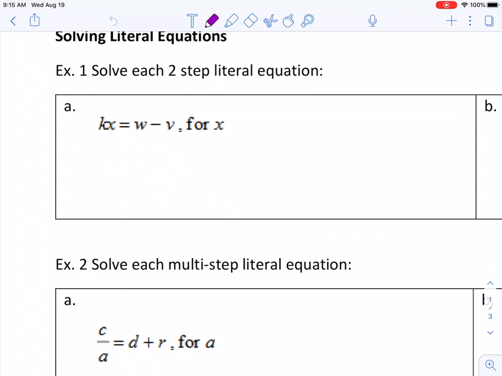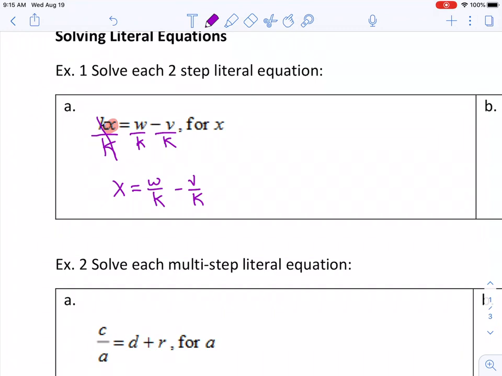So if I'm trying to get x by itself, and I know this is a little pixelated here, it's multiplying with k, so to get rid of k, I have to divide it to both sides. Now here's the deal. I could either divide this entire quantity by k, or I can divide each individual term by k. For this, it cancels out, and I'm left with x equals w over k minus v over k.